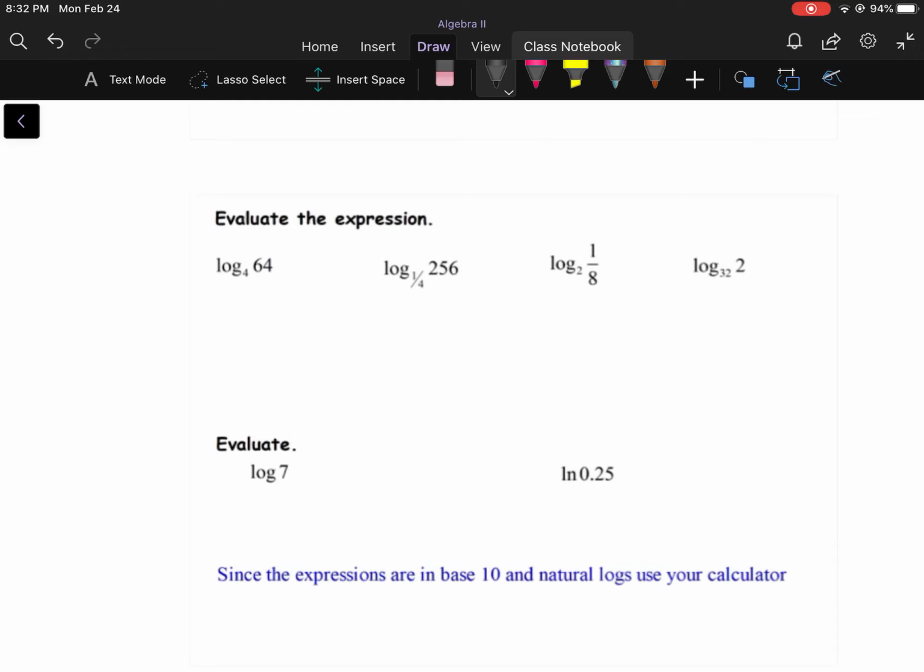So I've got basically this question: 4 to what power gives you 64? And that would be the answer to log base 4 of 64. Well, 4 to the third power.